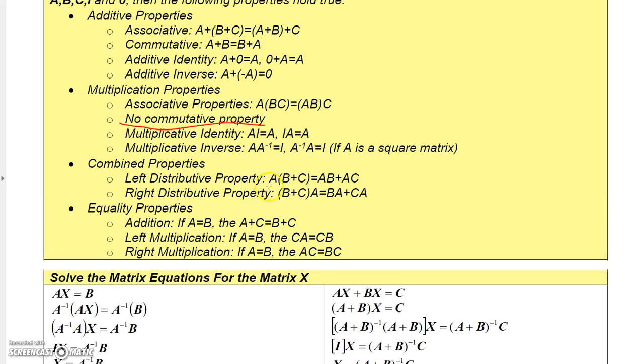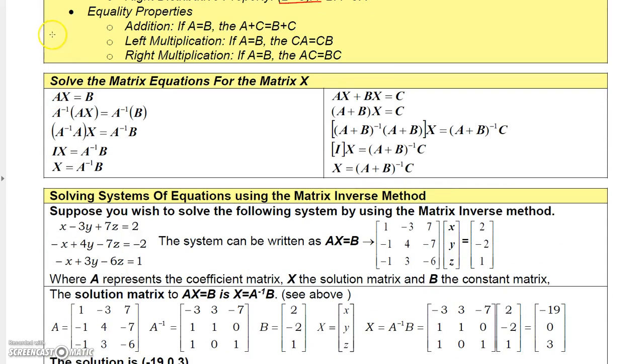And so when you do this left distributive property, A times (B plus C) equals AB plus AC, but (B plus C) times A equals BA plus CA, and these two are not equal because matrix multiplication is not commutative. Okay, real quick, I want to show you solving a matrix equation.